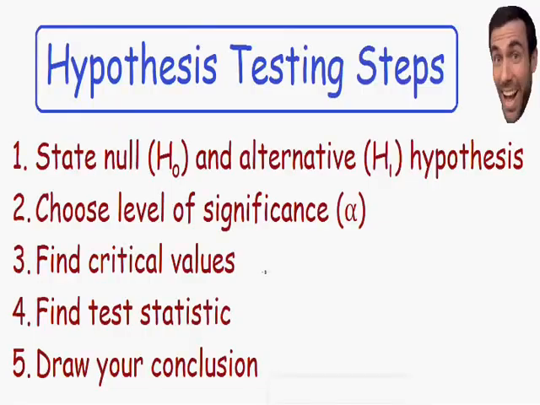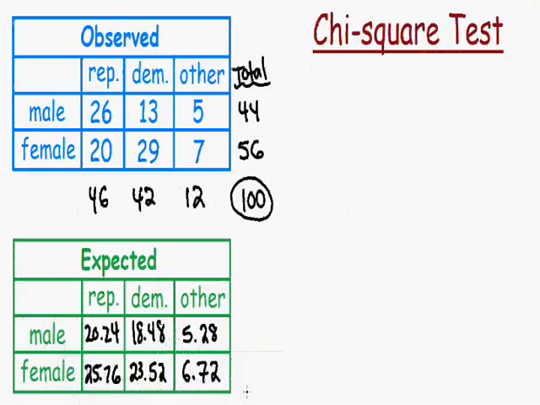So here I wrote down for you all of the steps for performing a hypothesis test or a chi-square test. Step number 1 says to state the null and the alternative hypothesis. So let's go back to our example and let's start with our null hypothesis. The null hypothesis is written with H sub 0 or H naught. So let's state our null hypothesis.